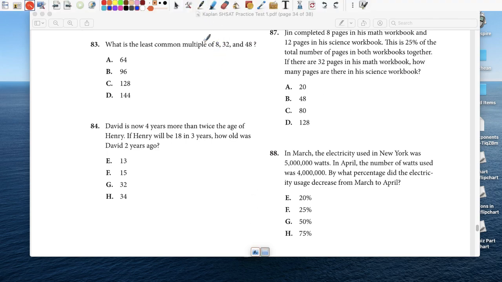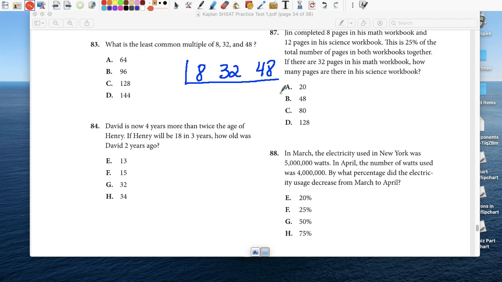So we have the least common multiple of 8, 32, and 48. Which is the smallest number that shows up in the 8 times table, the 32 times table, and the 48 times table, common to all three? You may remember this from 6th grade. It's called the ladder method.